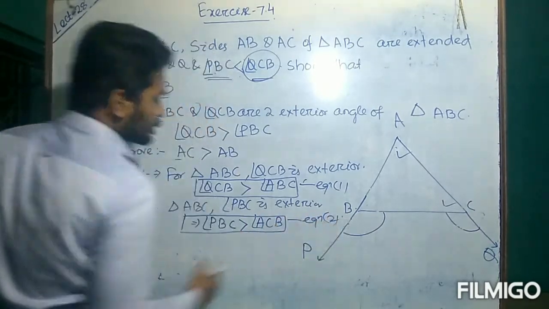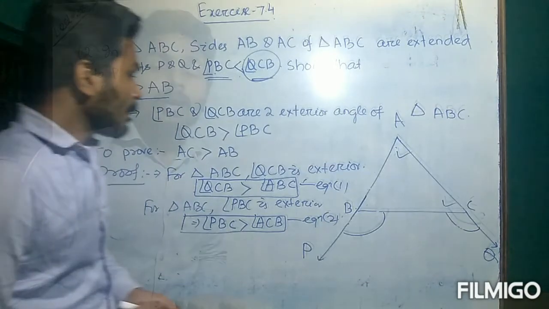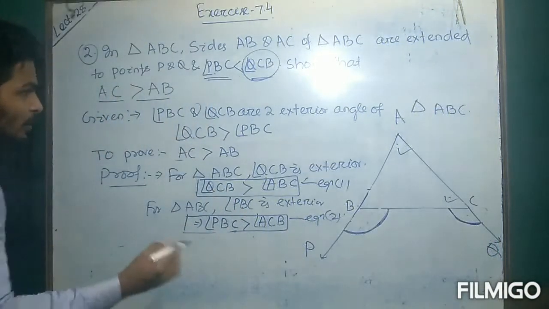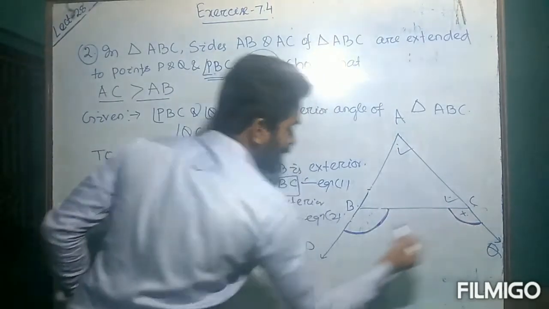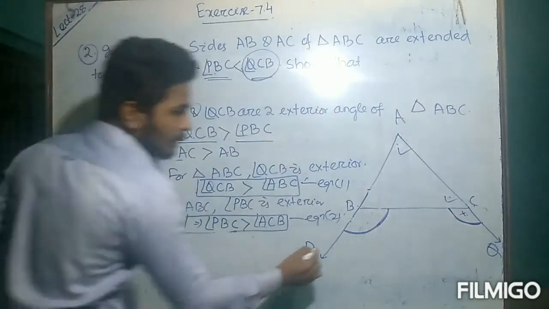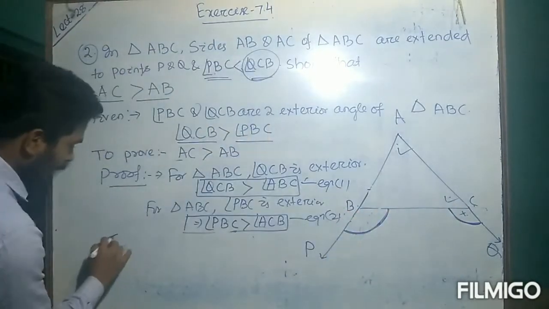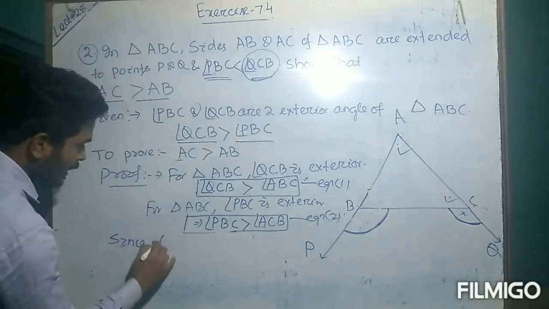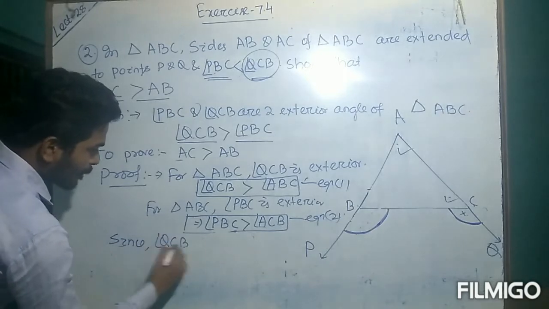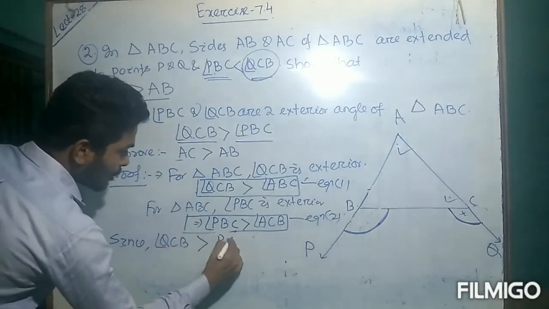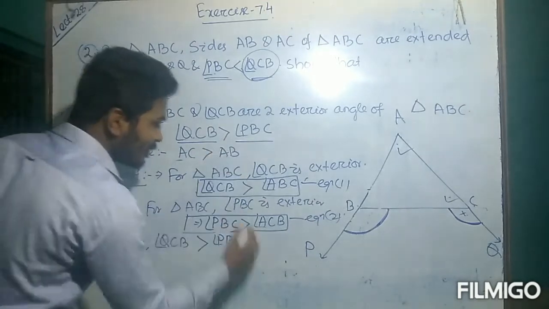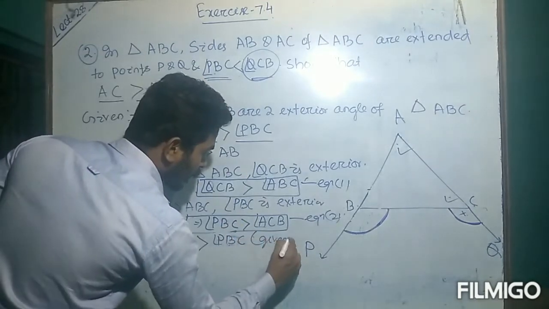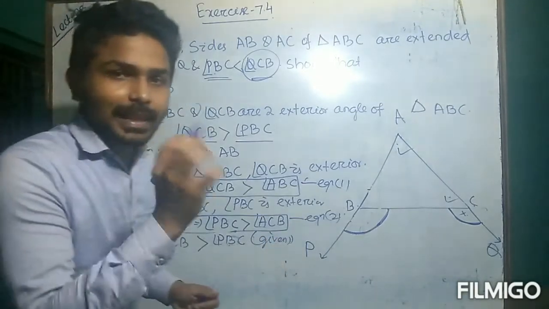Equation 2. And now since we already know QCB angle is greater than PBC angle, write it: since QCB angle is greater than PBC angle, this is given. Now let us conclude a statement here.